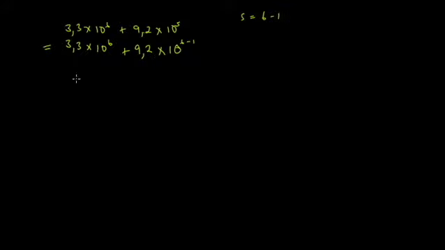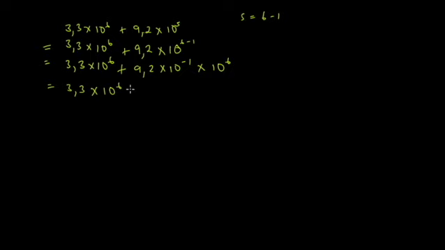Okay, so that's it. If you have done this, the next part you actually have to expand this part here. So this one becomes 9.2 times 10 to the power negative 1 times 10 to the power 6. Remember, 10 to the power 6, this is what we want. So we want to change this one to a number. So this one becomes 3.3 times 10 to the power 6 plus this one becomes 0.92 times 10 to the power 6. Okay, so this one is great.